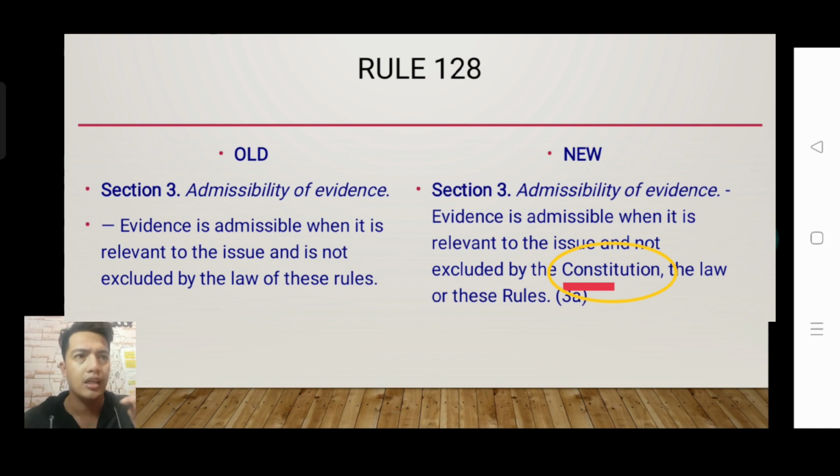So that is the law first. Again, what was changed or inserted under the new rules on evidence under Section 3 of Rule 128 is the word Constitution. So let us proceed to Rule 129.